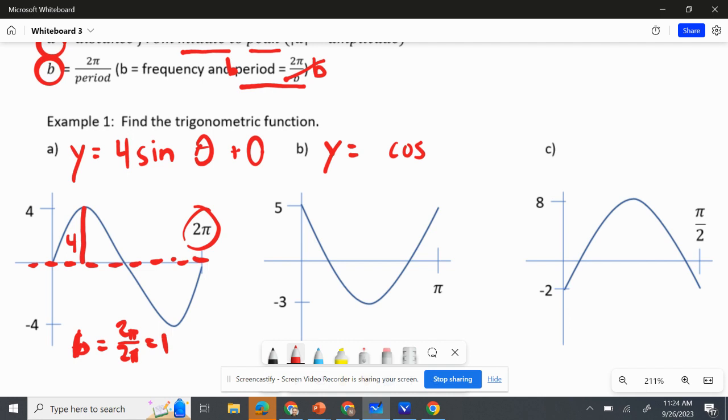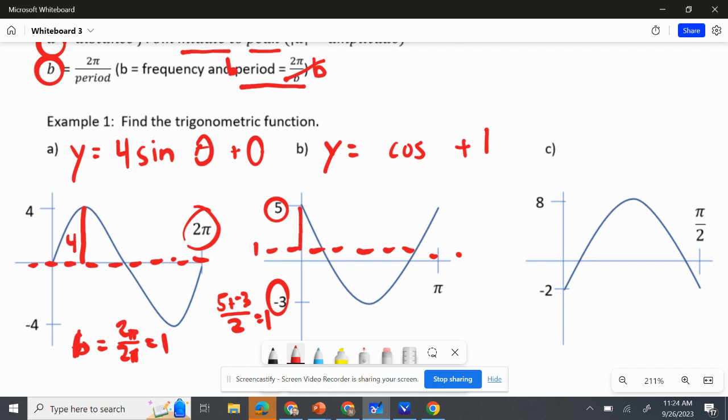If I'm not sure what it is, what I can do is add them up and divide by 2. Just like in geometry, when you're finding the midpoint, we add up the x's and divide by 2. If we're trying to find the midline, we add up the max and the min and divide it by 2. So 5 plus negative 3 divided by 2 gives me 2 over 2, which is 1. So that means my midline is at 1. So that means I'm going to add 1 to my cosine curve.